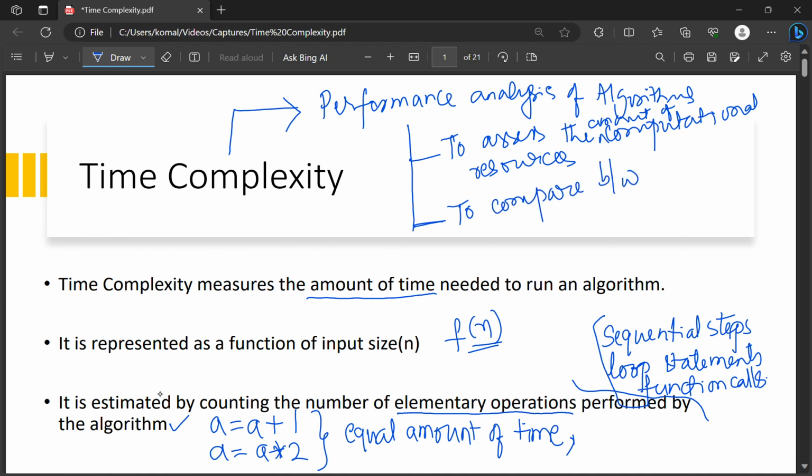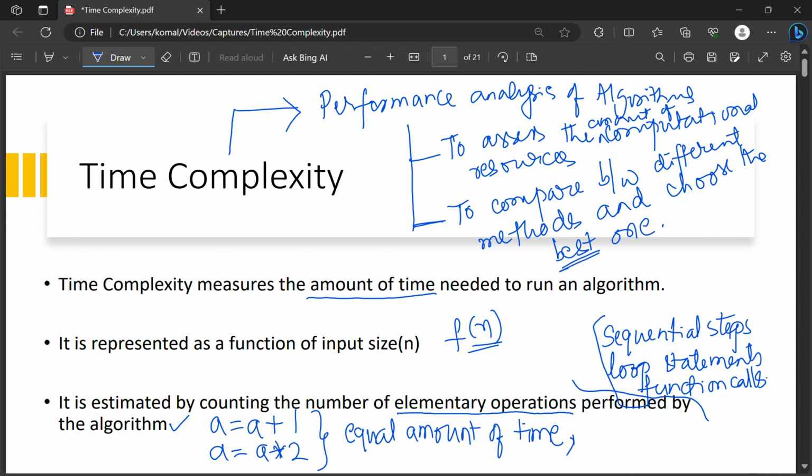to compare between different methods and choose the best one. The best one is the one which consumes lesser time complexity. So this is the purpose of time complexity.